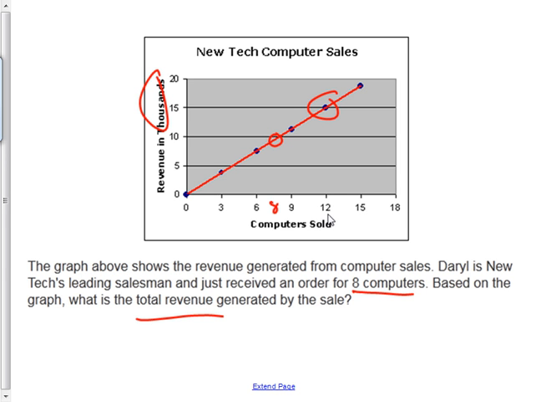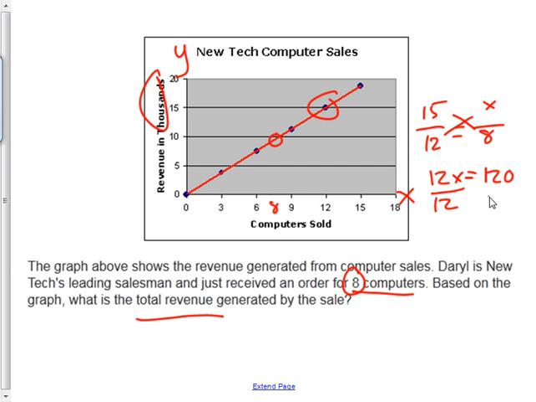Now, usually in these types of problems, you're going to have one intersecting. So I'm going to put 15 over 12 because I always put my y values on top of my x values. So I'm going to put 15 over 12. And that's equal to, now remember we're selling 8 computers, so 8 goes with the 12 here, so I got to put the 8 on the bottom, and x goes on top. Now if I cross multiply, I'm going to have 12x is equal to 8 times 15 is 120, and then when we divide by 12, we're going to get x is equal to 10.